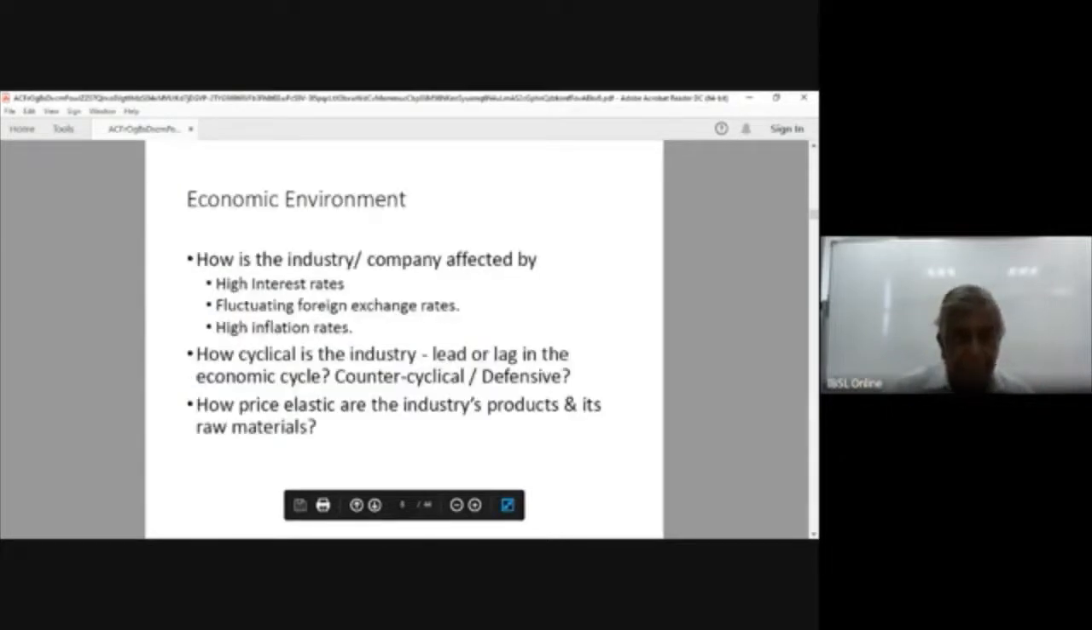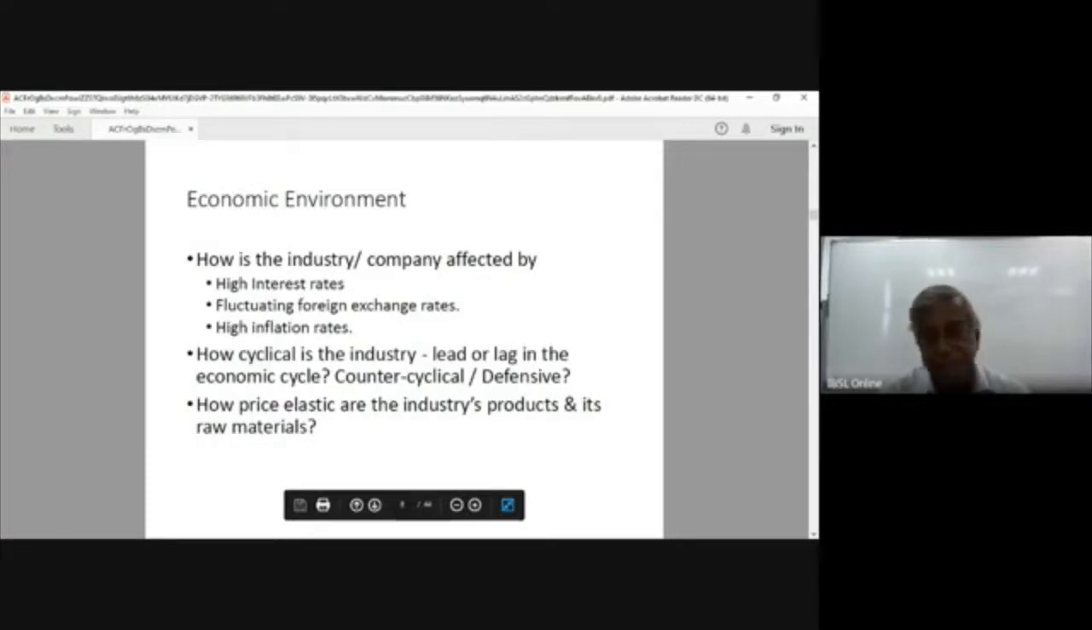Then, the economic environment. How is the economic environment? How is the industry or company affected by higher interest rates? If the interest rate in the country is higher, then the cost of production will be higher. If the cost of production is higher, your selling price will also be higher. So in the global market, you won't be able to compete with other countries where the interest rate is low, because their cost of production is low and they can offer a better price. Higher interest rates will affect the industry.